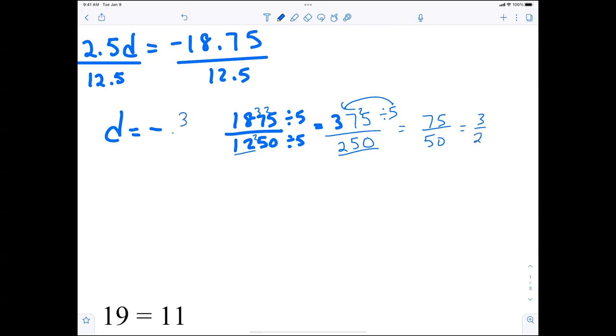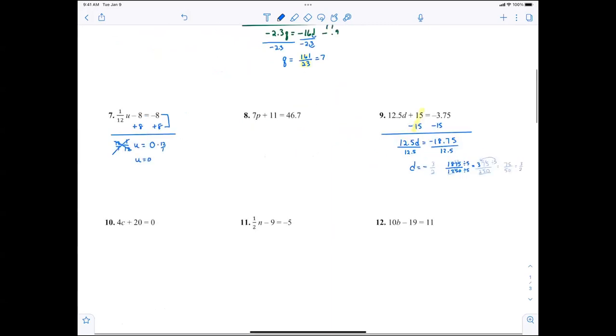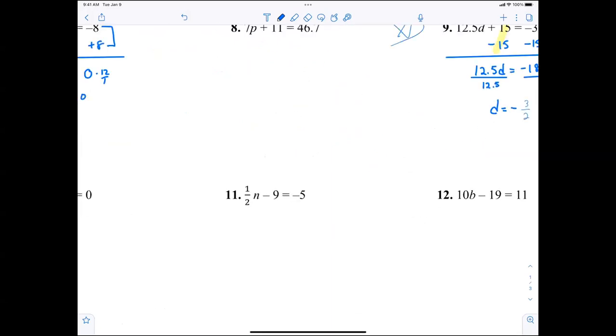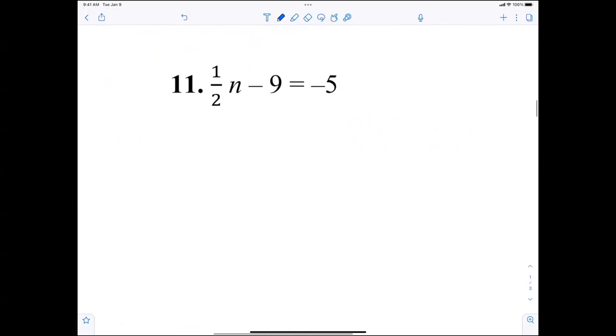I like it. I prefer a fraction rather than a decimal. I don't care what you put. All right, that was a hard one. So everybody put a little star by that one. That was tricky. All right, now number 11.